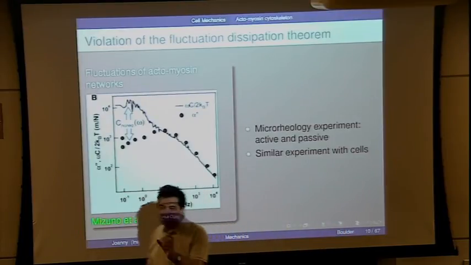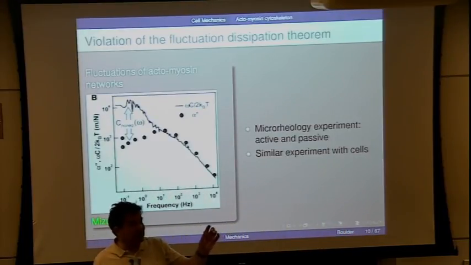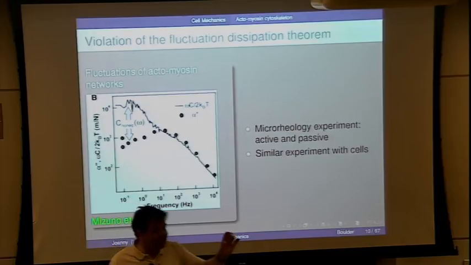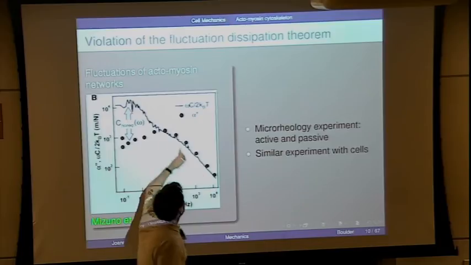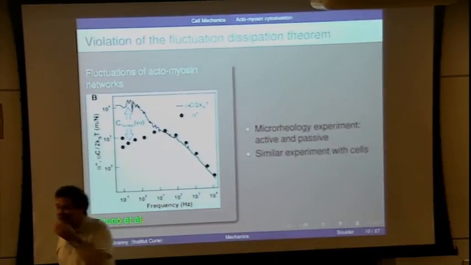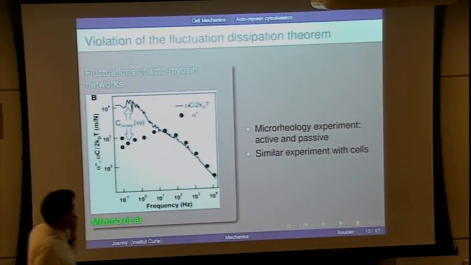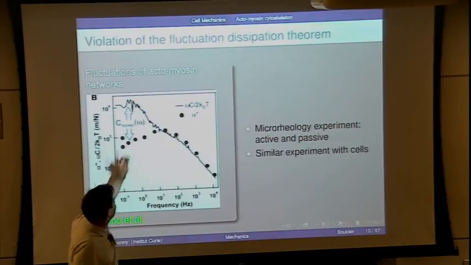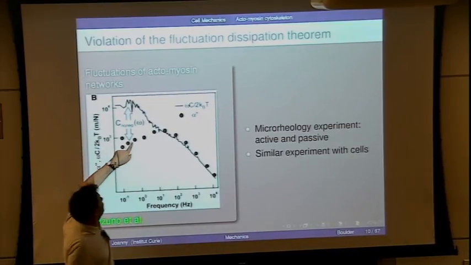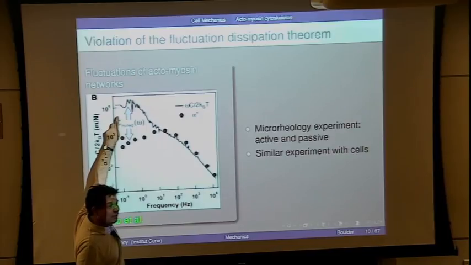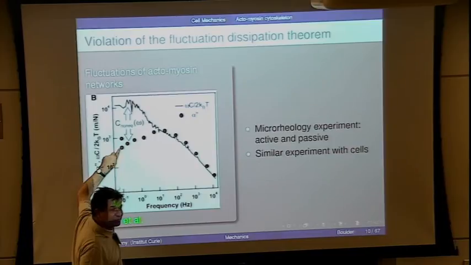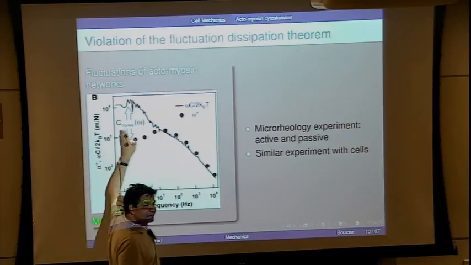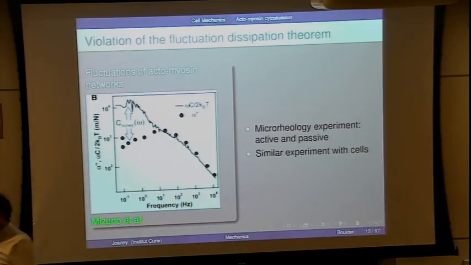It's not a big surprise because at large frequencies, you probe only very small length scales. So you probe individual actin filaments, and molecular motors are not fast enough to interfere. So you can even calculate the shape of this curve, and that fits pretty well. If you go to low frequencies, below 10 hertz, you see that the fluctuation, the power spectrum, is much larger than the imaginary part of the response function. So here, molecular motors play a role, and the system is out of equilibrium.